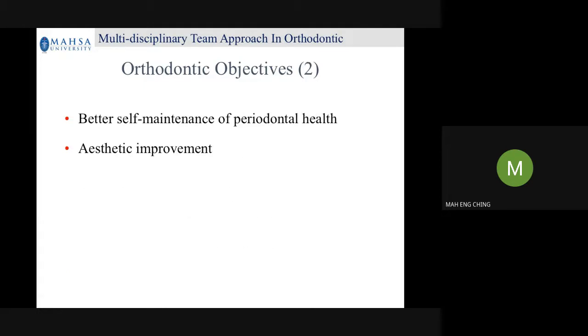We can also give patients better self-maintenance and periodontal health. Like I say, straight teeth are always easier to maintain compared to crooked teeth. Then aesthetic improvement. You see, I put aesthetic improvement as the last objective. When it comes to patients with compromised periodontal support, aesthetics is always my last concern. I think I mentioned this many times: function is more important than aesthetics. You consider aesthetics as a bonus for this kind of patient. Function always comes first. Remember, function always comes before aesthetics. Of course, some doctors might disagree with me. Some people will think aesthetics is more important than function. This one is personal.